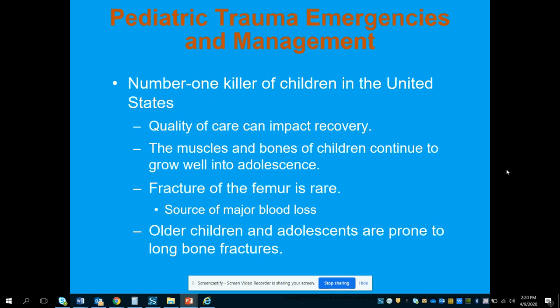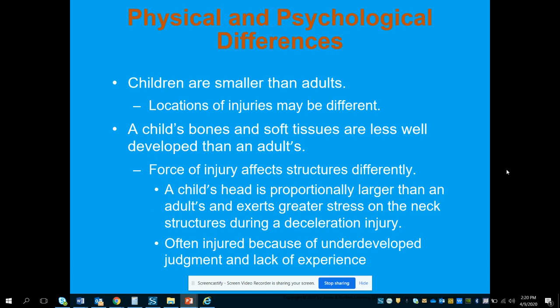Older children and adolescents are more prone to long bone fractures than smaller children. But smaller children may have a different location of injuries. It might be joints. The child's bones and soft tissues are less developed than that of an adult, and the force of the injury is going to affect the structures differently.